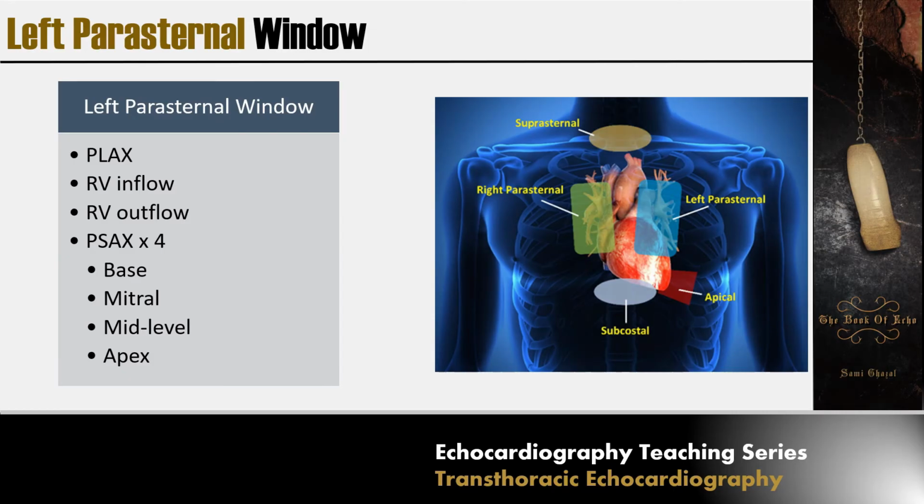The left parasternal window is usually the starting position. From this window, the following views are obtained: the parasternal long axis view, the RV inflow, RV outflow, and parasternal short axis view at 4 different levels: the base, mitral level, mid level, and the apical level.